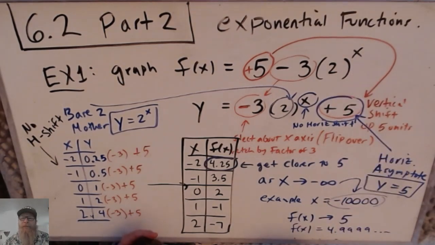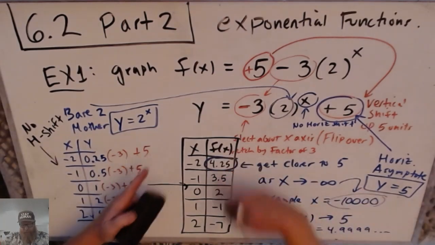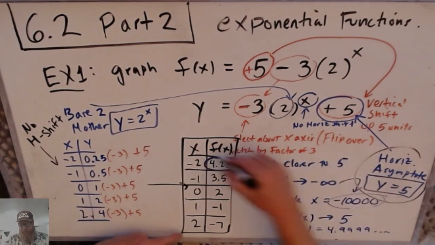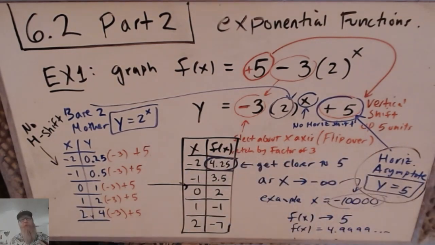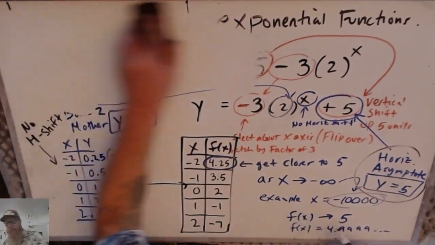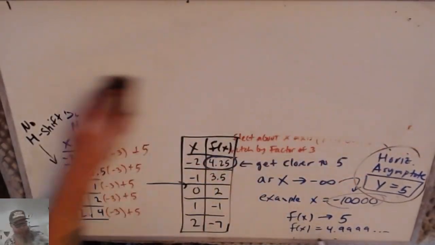Or what did I do? 10,000 or whatever. Okay. So there you go. There's your graph. You got your horizontal asymptote. You got your points. You really only need 2 good ones. I'm going to plot as many of these as I can get onto my board here.